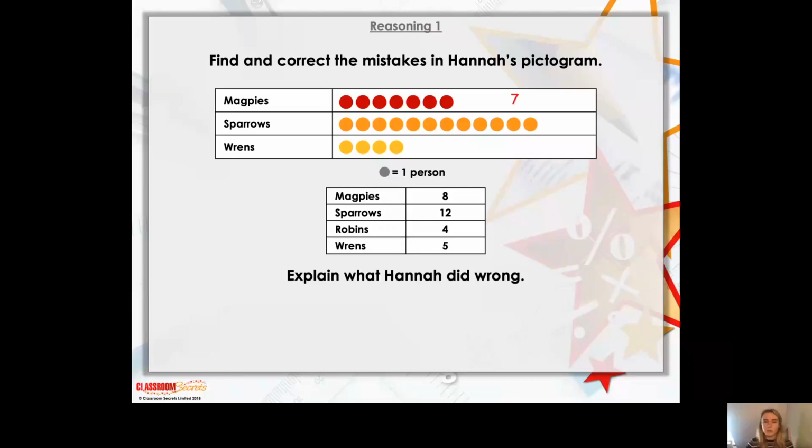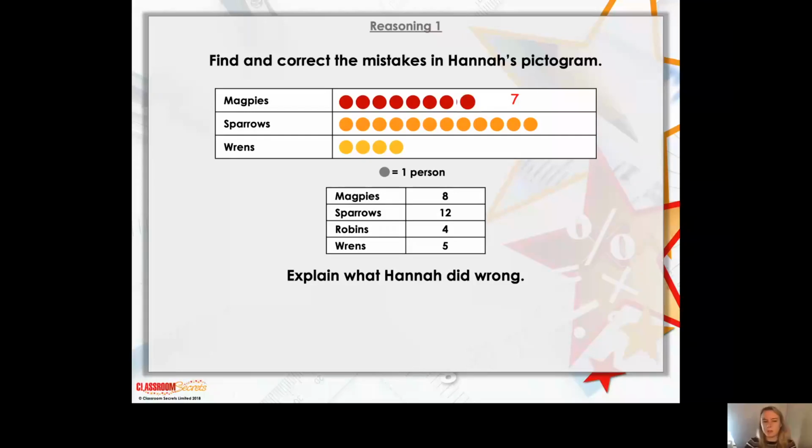So what has she done? Yes, she's missed some circles out. How many circles has she missed out? Because remember, she needs 8 people, not 7. Yes, she's missed 1 out because she needs to add 1 more person, and 1 circle represents 1 person. So let's correct that for her. There we go. So now we've got 8 circles, which represent 8 people, because 1 circle represents 1 person.